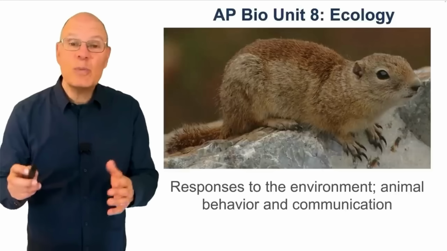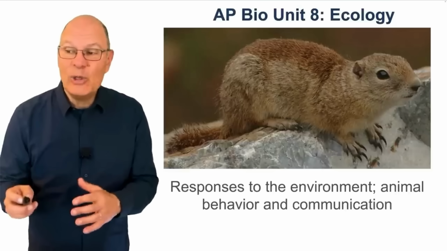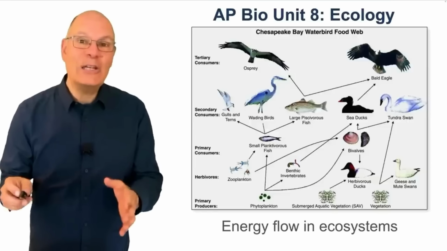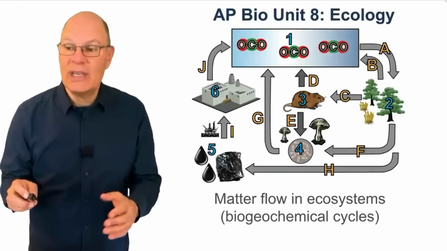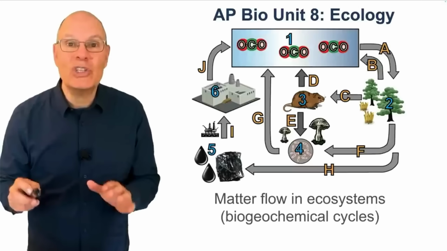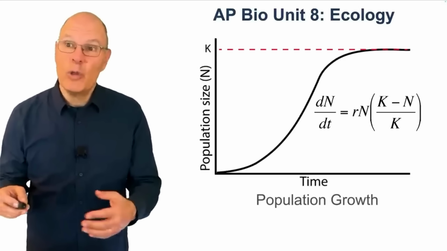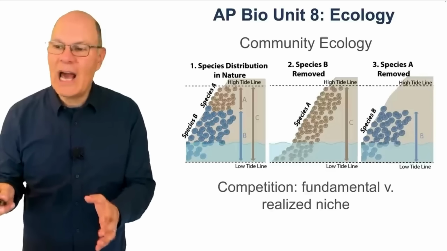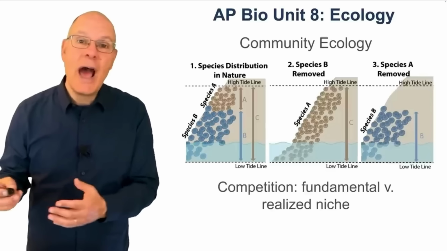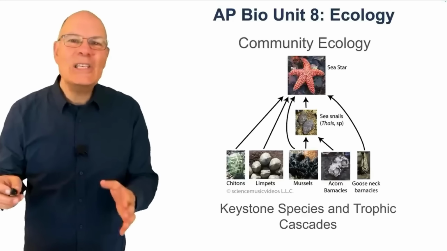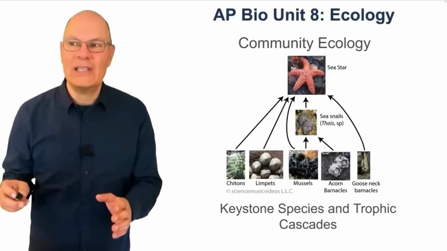We're going to start with responses to the environment. That'll include some case studies related to animal behavior and communication, then energy flow in ecosystems, and then matter flow in ecosystems, biogeochemical cycles. Then population growth with its population growth formulas, followed by community ecology, where we'll look at topics like competition, fundamental niche versus realized niche, keystone species, and trophic cascades.